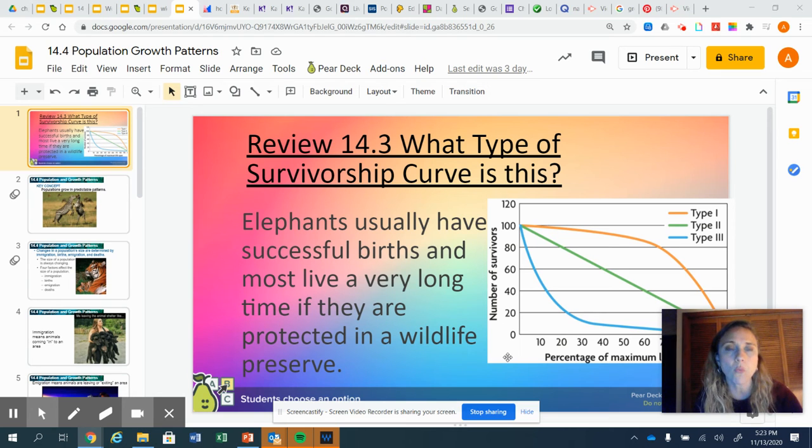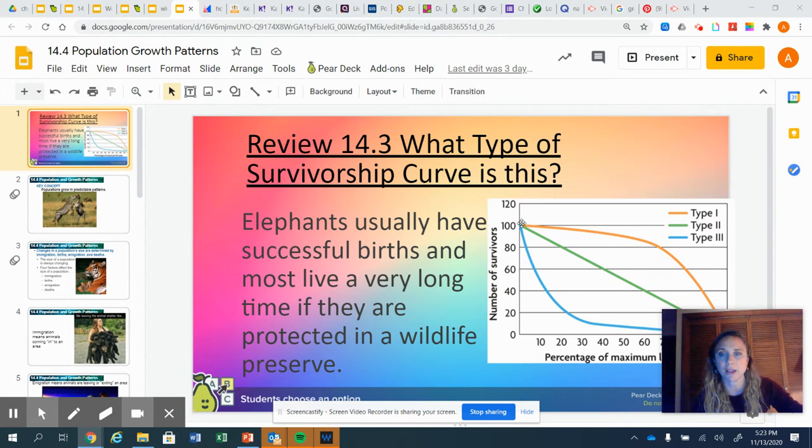Okay, in this video, we're going to go over population growth patterns and ecological succession. But first, a quick review on survivorship. Okay, what type of survivorship curve is this? So the orange is the type 1. Looks like organisms do not die very quickly at first, and they live a long, full life. And then at the end, maybe some of them start to drop off.